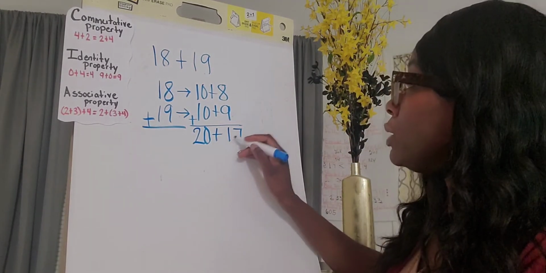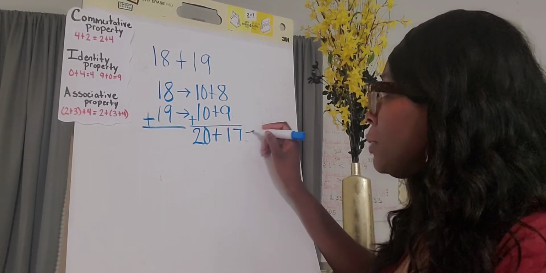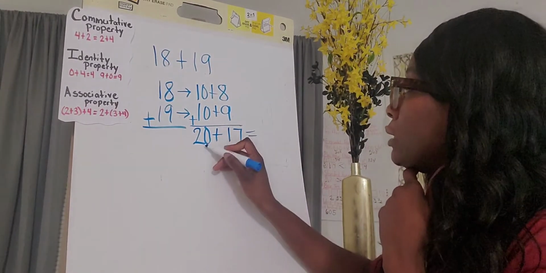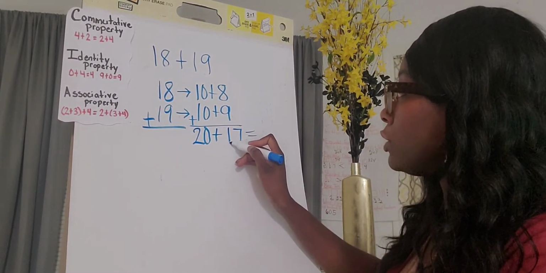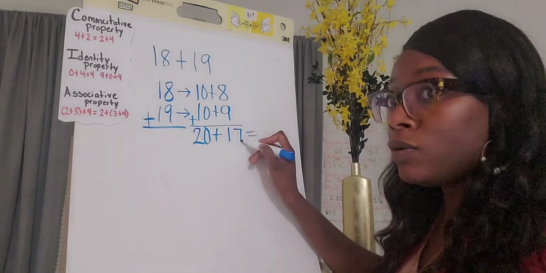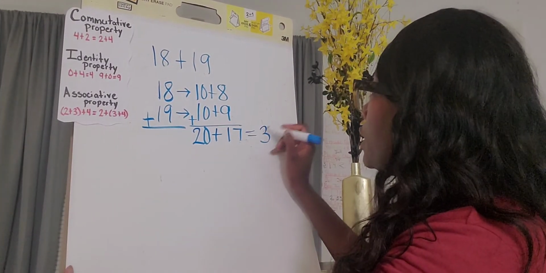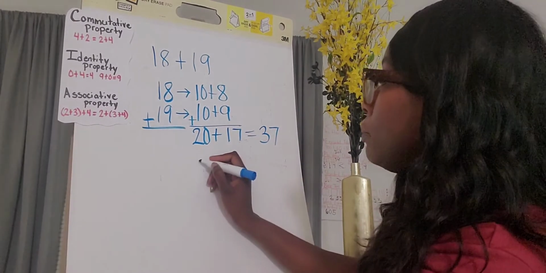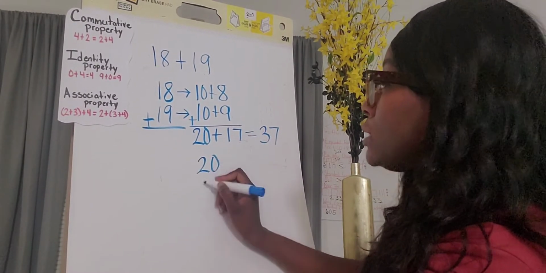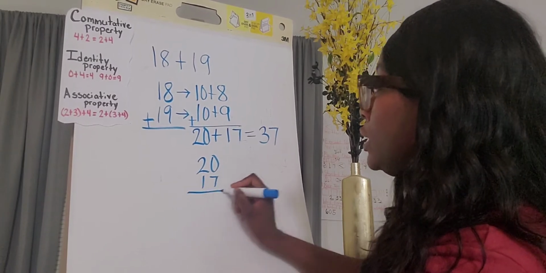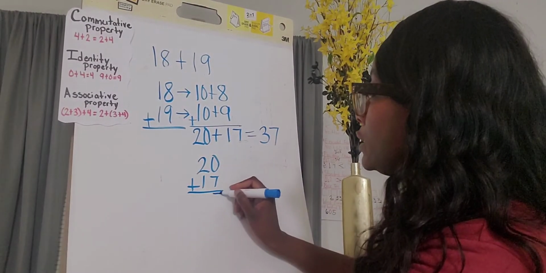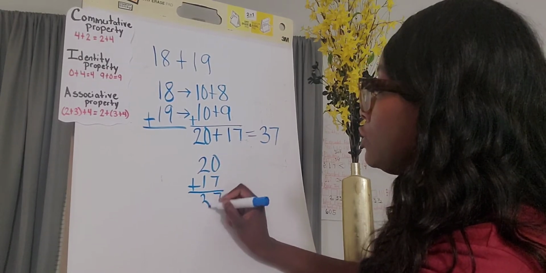So 20 plus 17. Some people can look at it and do mental math and say, oh, 20 plus 10 more is 30, plus 7 ones is 37. Some people can look at it that way and just come up with the answer. Or some people may have to write it. Some of us may have to write it vertically to solve that. 0 plus 7 is 7. 2 plus 1 is 3.